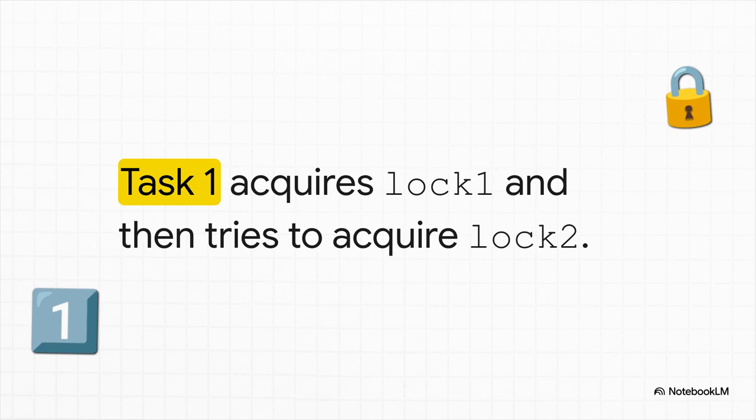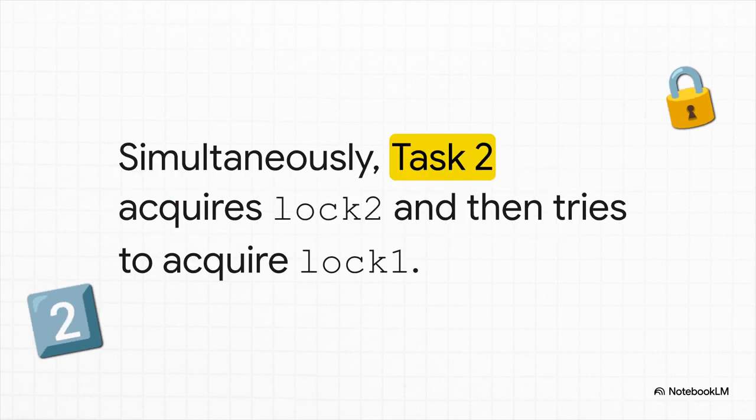Imagine our first assistant, let's call him Task 1, needs salt and pepper for a recipe. So they walk over, they grab the salt shaker, we'll call that lock 1, and they hold on to it while they reach for the pepper, which is lock 2. But here's the kicker. At the exact same millisecond, another assistant, Task 2, does the opposite. They grab the pepper, that's lock 2, and now they're standing there waiting for the salt, which is lock 1. You see where this is going, right?